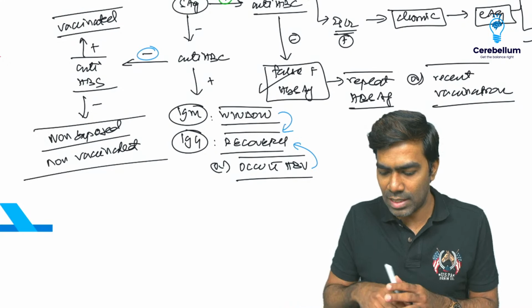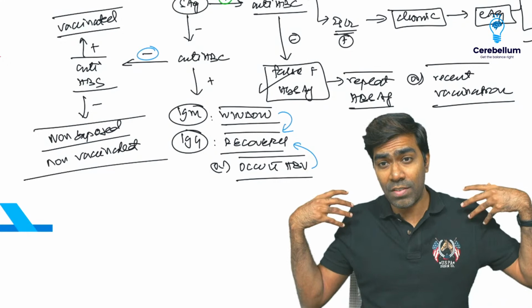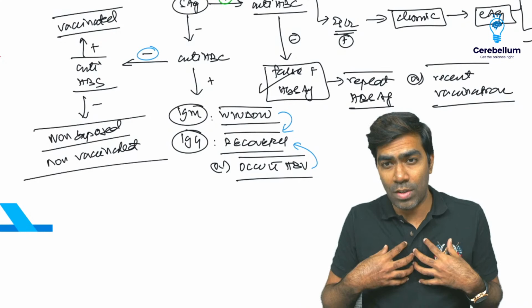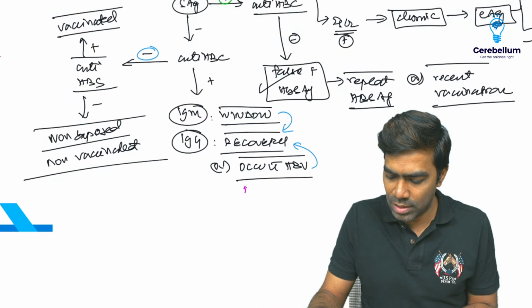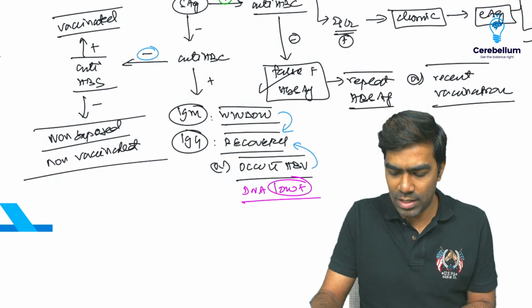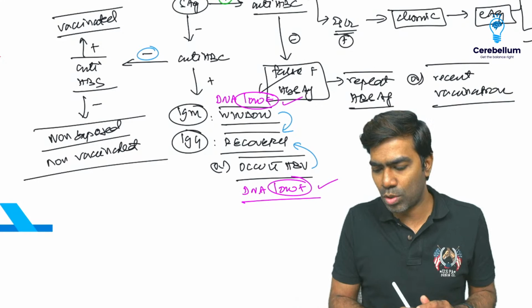So when I'm having acute infection and I'm moving towards recovery, that is window period. If I'm having chronic infection and I'm moving towards recovery, that is occult HBV. I'll repeat: acute infection on the way to recovery, window period. Chronic infection on the way to recovery, occult HBV. How to differentiate in both these situations? DNA levels will be low positive. If you do ultra-sensitive DNA assays, DNA levels may be low positive. If you do only a qualitative assay, sometimes it can be negative, but it could be very low positive in both window period as well as occult HBV, but it's very much variable.